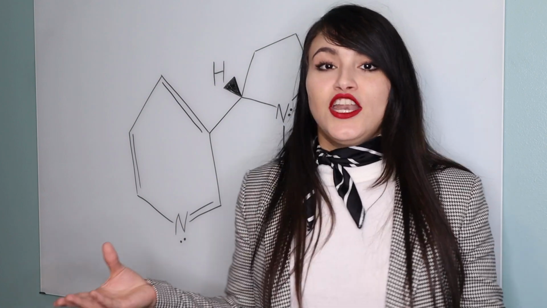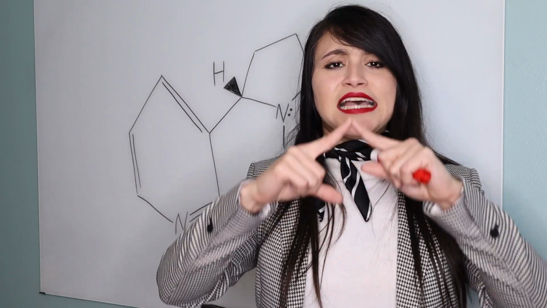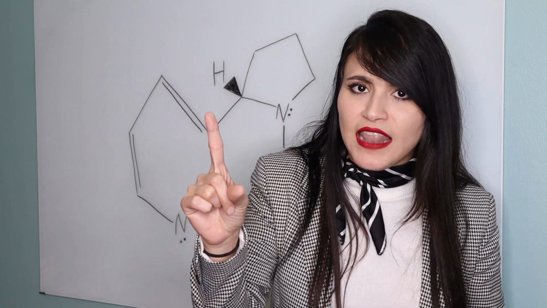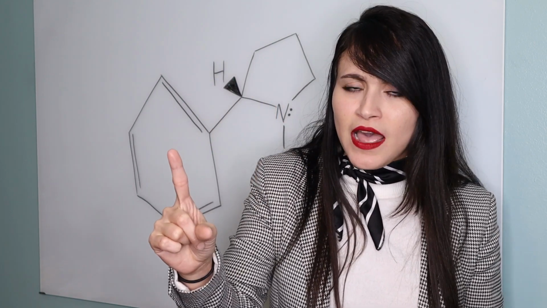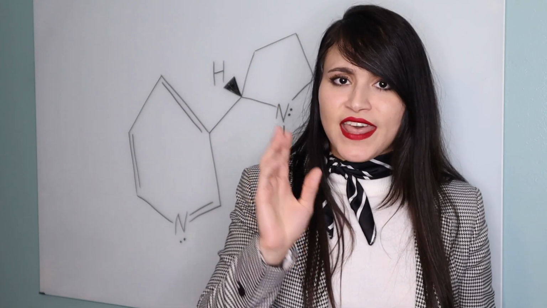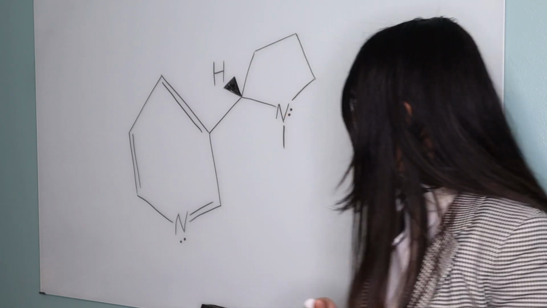Before you get started, know that every time two lines are connecting, you're going to have a carbon. At the end of a line, you're going to have a carbon. After you determine how many carbons there are, know that each carbon has to have 4 bonds. So with that said, let's go ahead and get started.